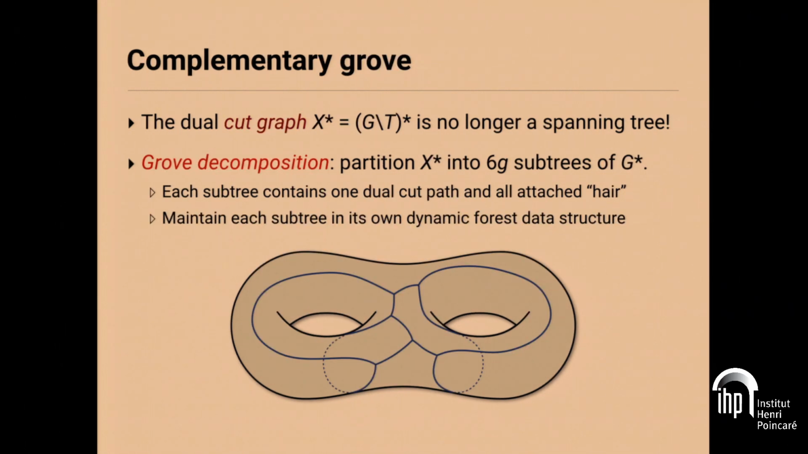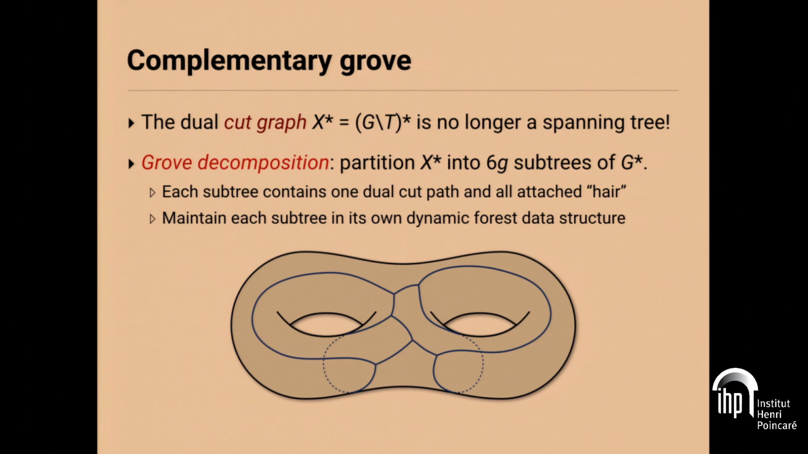The first thing is that the complementary dual subgraph, what you get when you delete the spanning tree and look in the dual, is no longer a spanning tree. It's got these extra edges. Aaron, Sergio and I came up with a different way of decomposing that dual cut graph that isn't just a tree plus 2G extra edges.